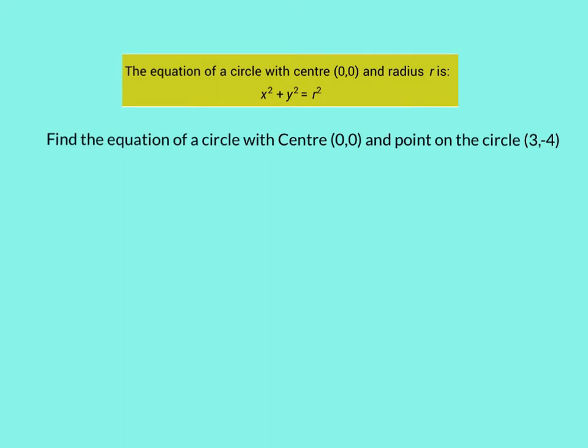Find the equation of a circle with centre 0, 0, and this time they've given us a point on the circle, so they haven't actually told us the radius. So you can see here from our equation, that's what we're missing. We're missing r squared. So if we were to graph this, we know that the point 0, 0 and the distance from 0, 0 to 3, minus 4 would give me the radius. So that's the first thing I'm going to have to do. I'm going to have to find the radius. And we do that using our distance formula.